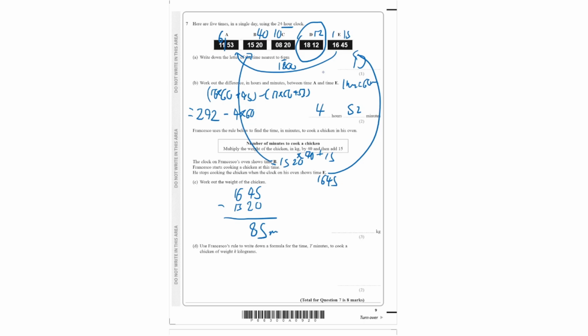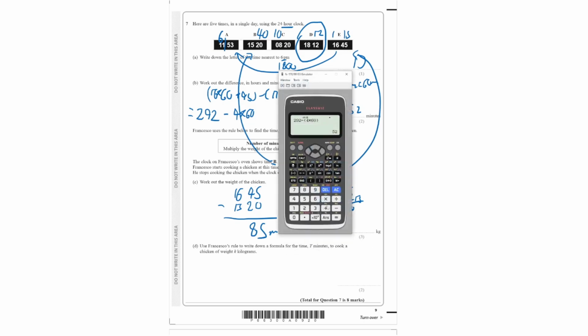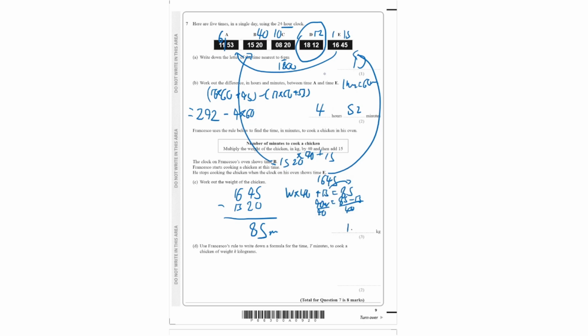We can use the equation weight times 40 plus 15 is equal to 85. We can bring 15 to the other side, so 40W is equal to 85 minus 15. We divide both sides by 40. And we can use a calculator to get our final answer as 85 minus 15, then divided by 40. This gives us 1.75 kilograms.